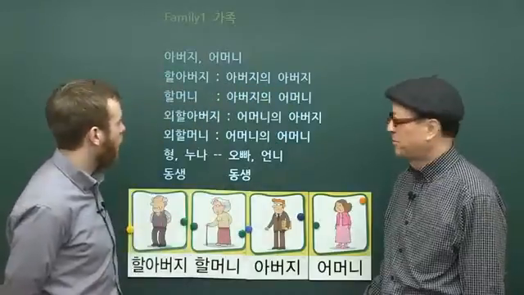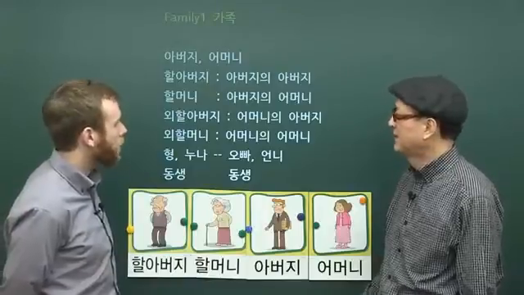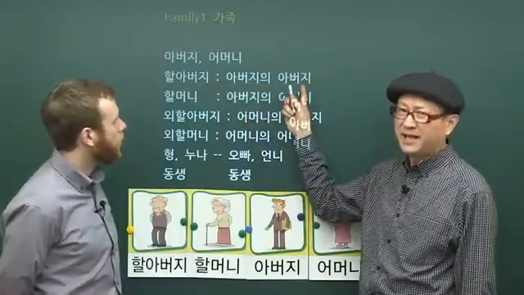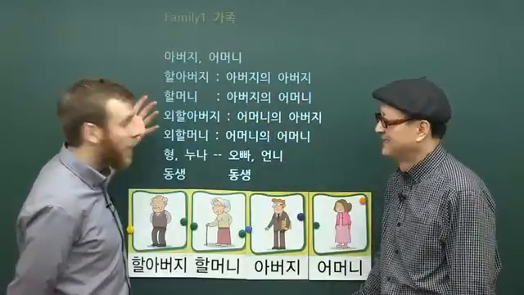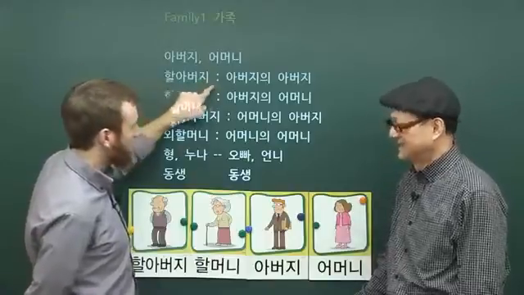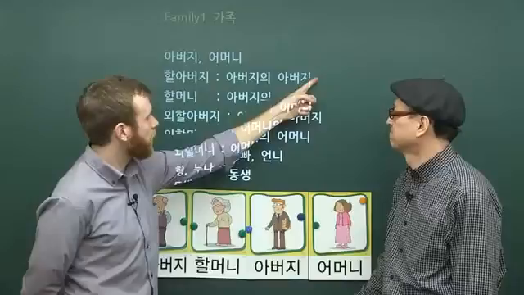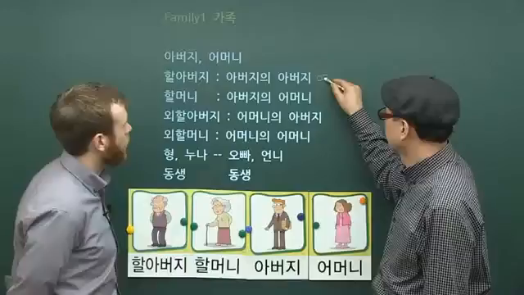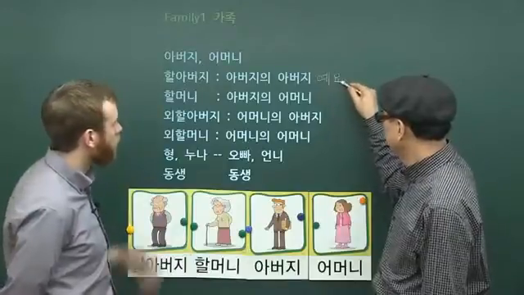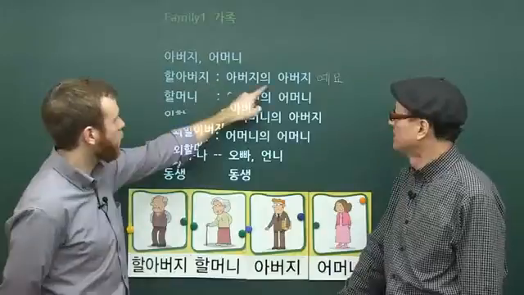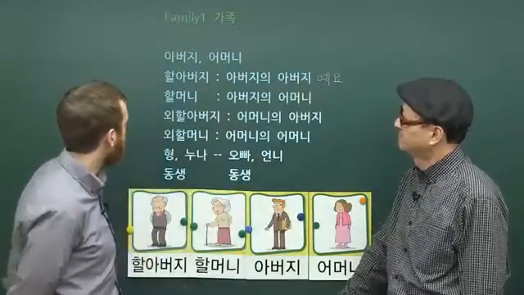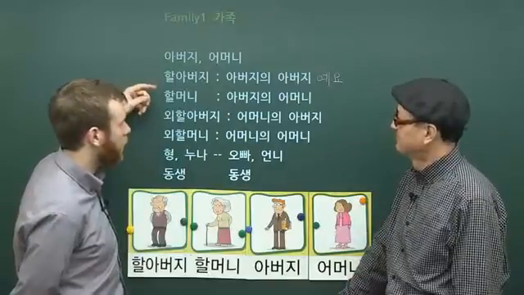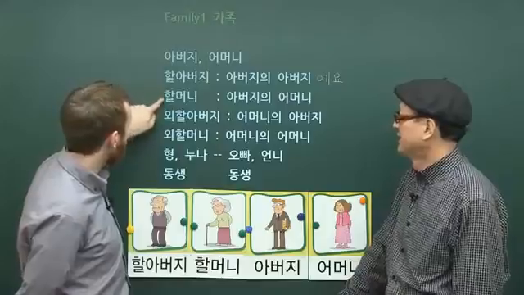If you want to try it in the first Korean sentence: 할아버지는 아버지의 아버지예요. My grandfather is my father's father. We just tag on the ida verb, which in this case would be 예요. That makes a complete sentence: 할아버지는 아버지의 아버지예요. Grandfather is my father's father, or just his father's father.